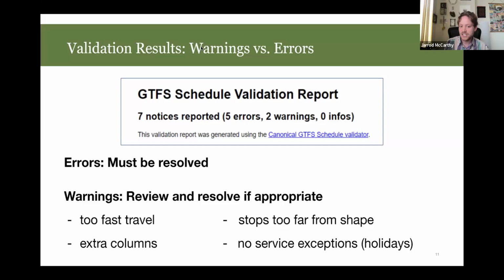The errors must be resolved for NTD to accept it. The warnings, we recommend, or rather RTAP would recommend that you review and resolve if appropriate. These warnings can be the travel time is too fast, the stop is too far from the shape, so the shape is right along the right of way, but the stop is off in left field. There's extra columns, or there's no service exemptions, like there's no holidays on the schedule, things of that nature.